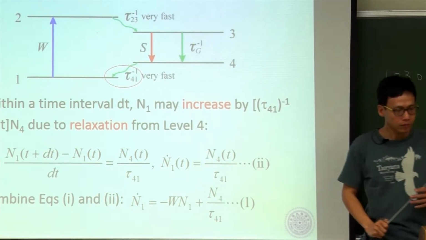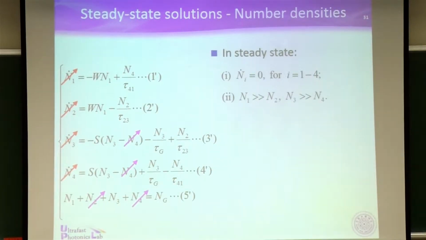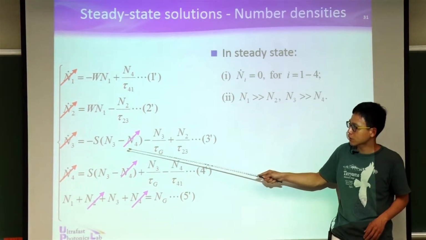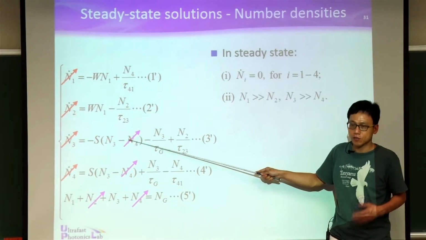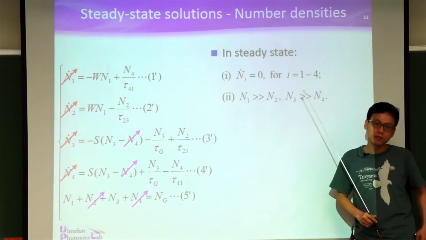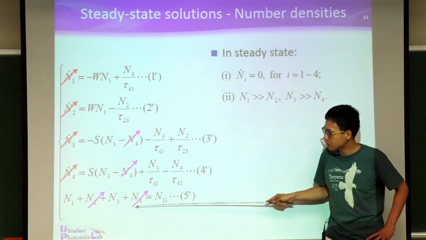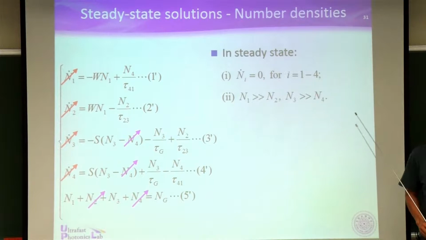In that case, we can further simplify the equation. This term can be dropped because compared with N3, it is very small. So the difference is very close to N3 itself. For the same reason, this term can be dropped to 0 by approximation.